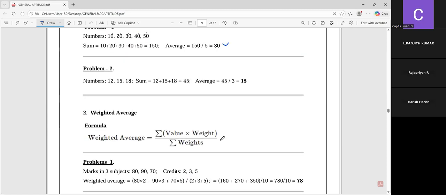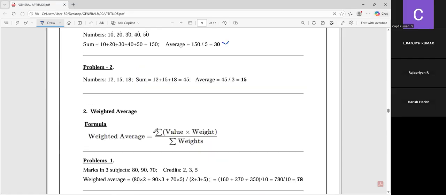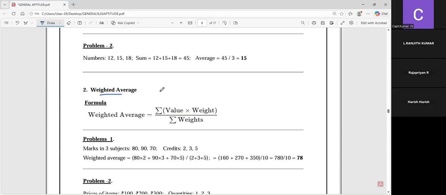In average, the first method is the simple average method. The second method is the weighted average method. A class of 5 students are there, and the 5 students have different heights, and the average is according to the different heights. See, two parameters are involved here: value and weight. In the previous one, only one value was present. Here, two values are given: value and weight. Okay. So the formula is weighted average is nothing but sum of value times weight, divided by sum of weight.